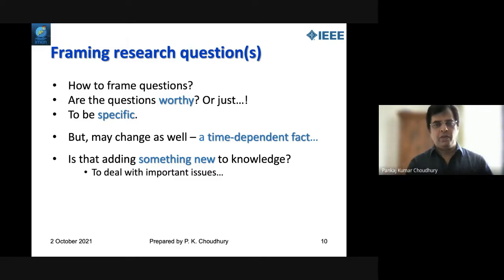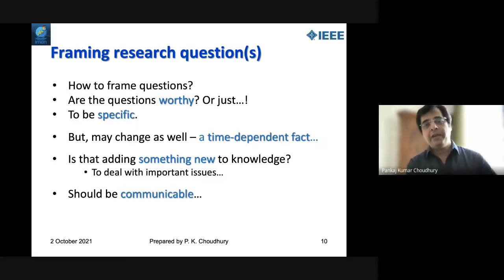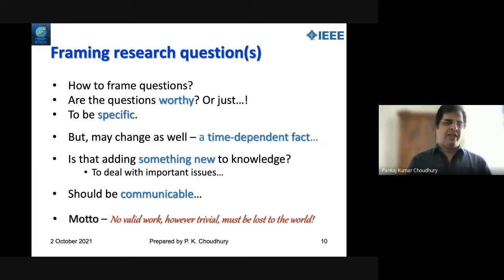The research that a new student should deal with must add something new to the knowledge. And then it should be communicable, because whenever you send a paper to any journal, it is reviewed by some two or three reviewers. So to communicate research ideas, the very first thing is that one has to have a very good idea. Then one has to think of how to present the idea. However, at the same time, it is the motto of many scientific journals that no valid work, however trivial, must be lost to the world.